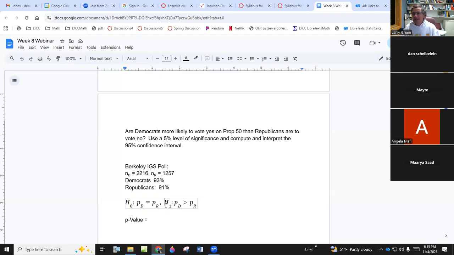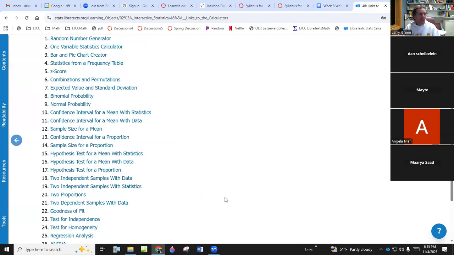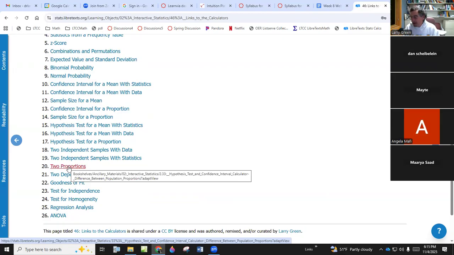Let's see, I'll pop in the chat box. Okay, let me remind you. Let's use a calculator. Do you remember that? We need to find the p-value. So now, what calculator do you think I'm going to use? Okay, and yes, you are required to use this calculator for everything but the projects. Which one do we use? Yeah, number 20. We have two proportions. There's going to be a hypothesis test and a confidence interval for two proportions. So I'm going to click on that.